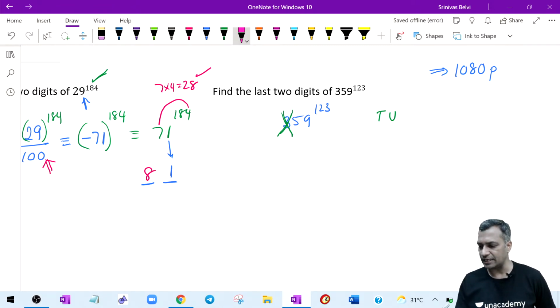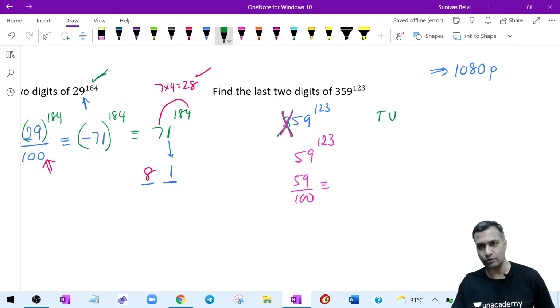Okay, 59 raised to power 123. So this is the question. The 3 does not help because it was 359. First, the deliberate strategy: take 59, divide this by 100 and write a negative remainder. What do I write there? Minus 41. So I look at 59 and write this as minus 41.